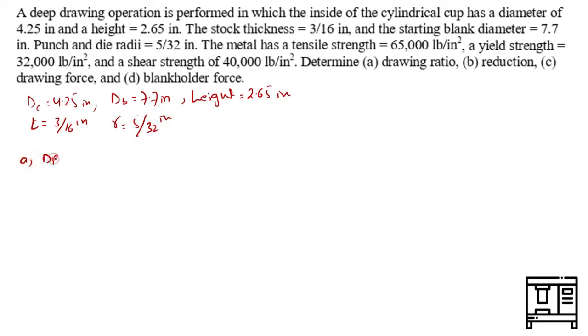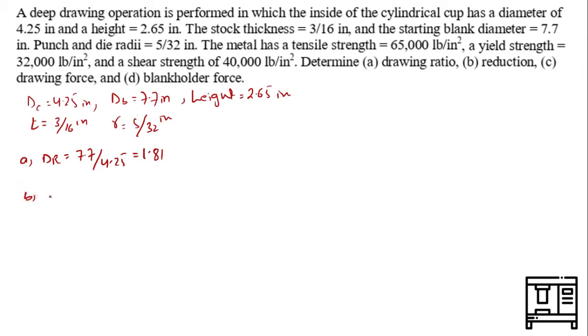Drawing ratio would be equal to the diameter of the blank divided by the diameter of the cup. So we have 7.7 divided by 4.25. So we have the value that is equal to 1.81. This means we are under the feasibility range of the drawing ratio.